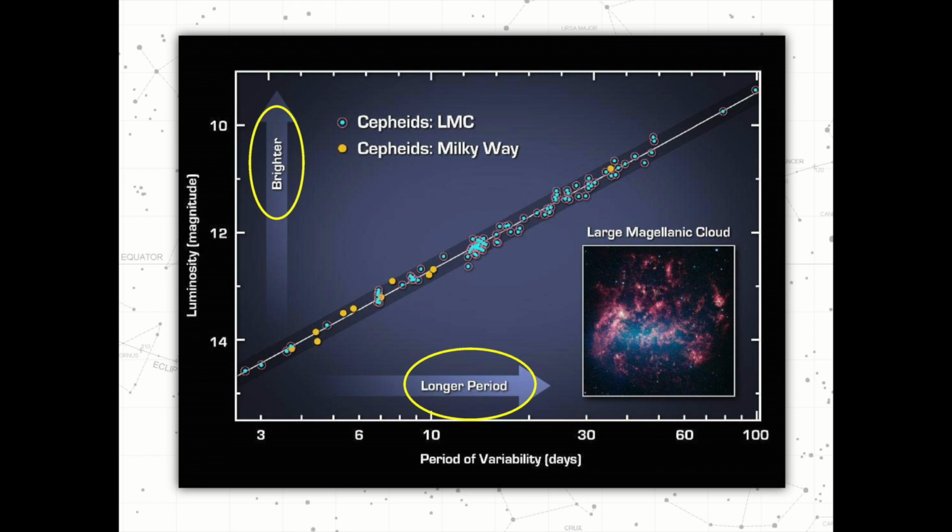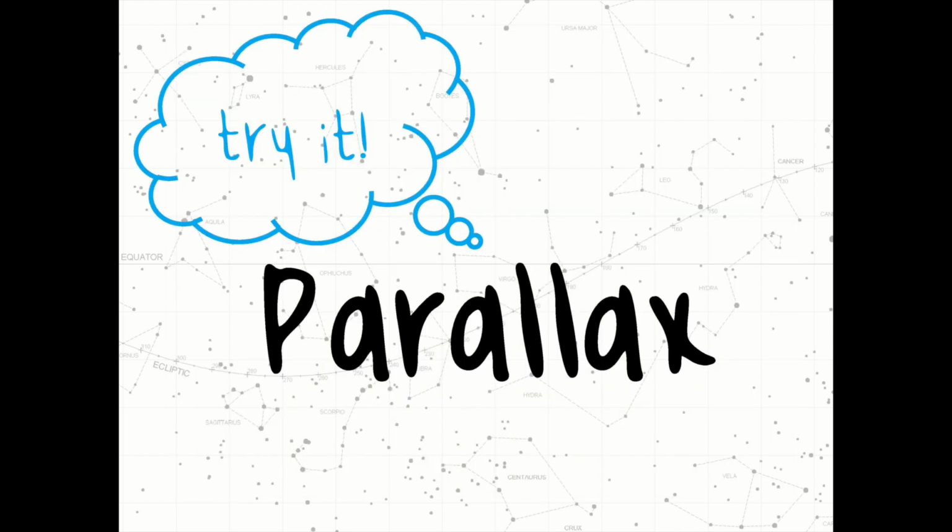Prior to this discovery, astronomers measured distance by the use of parallax. If you hold your thumb in front of your face and alternate between keeping one eye open and one eye closed, it will appear as if your thumb is moving back and forth. This is called parallax. The same principle can be applied when measuring distant objects in space.